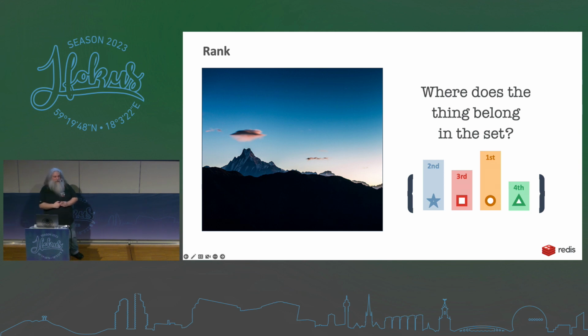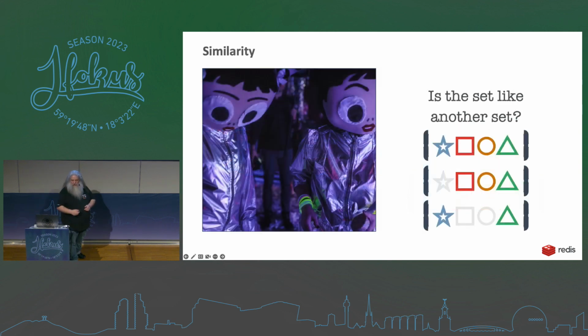Another thing that you can do with these sets is do similarity measurements against sets. We'll talk about this more later. You can compare a probabilistic data structure using similarity, certain probabilistic data structures, to see how similar these two sets are.